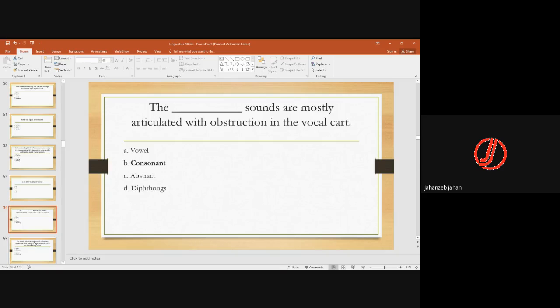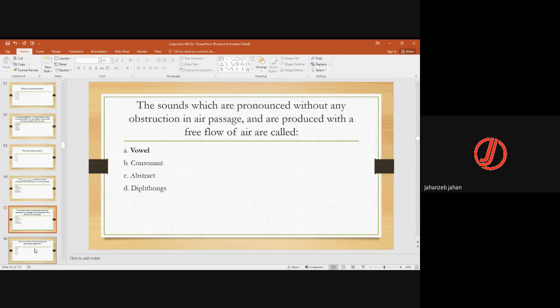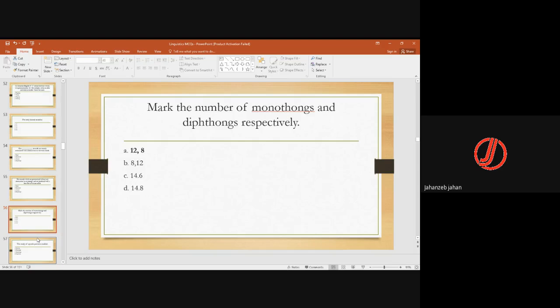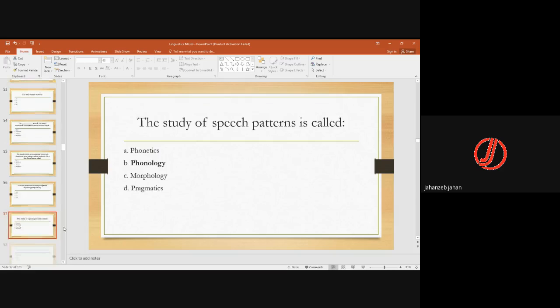The dash sounds are mostly articulated with obstruction in the vocal cords. So these sounds are produced with obstructions. So these are consonant sounds. Those in which there is no obstruction are called vowel sounds, because in this there is free flow of air. Monophthongs and diphthongs: out of about 20 vowel sounds, 12 are monophthongs, that is single sounds, and then 8 are diphthongs, that means a combination of two sounds.